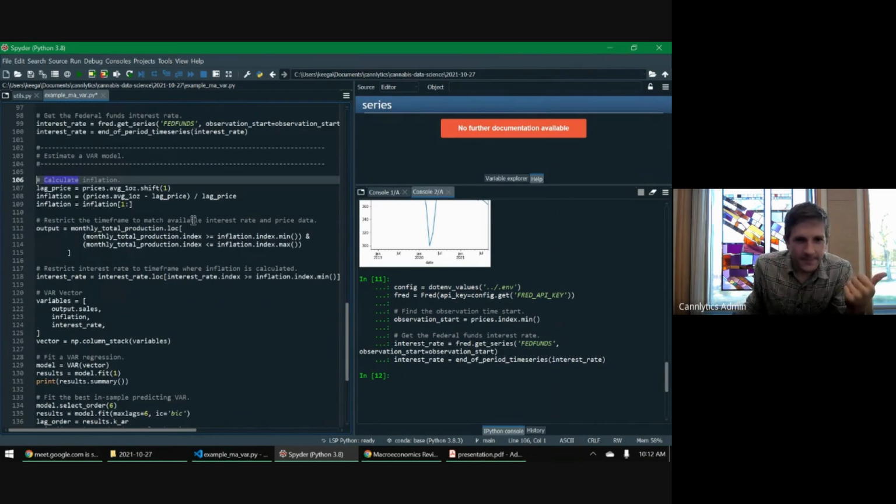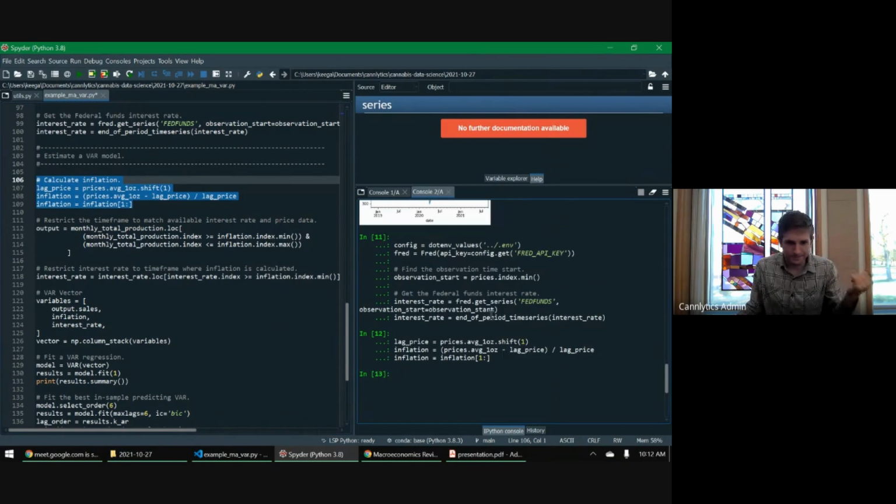Okay, so first things first, we actually need to calculate inflation. And so we were given the prices, so we can actually calculate inflation here.